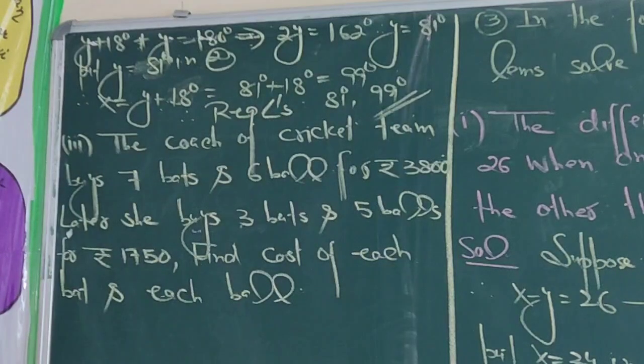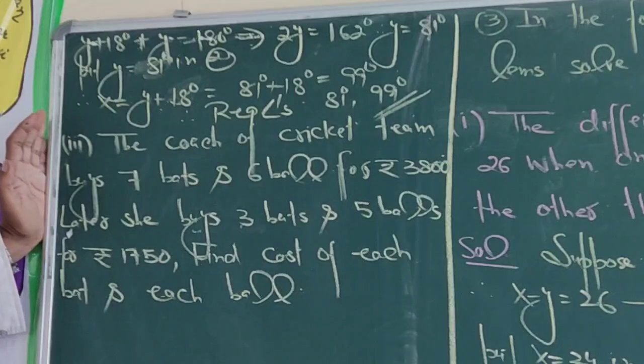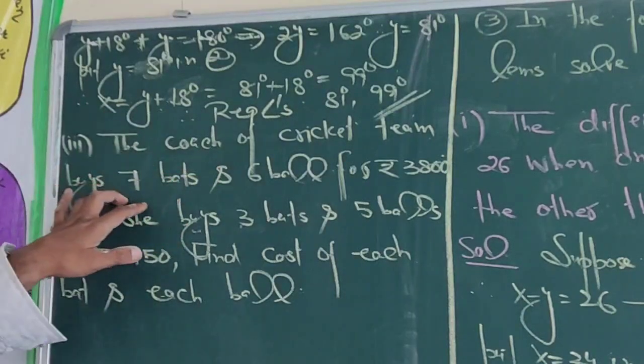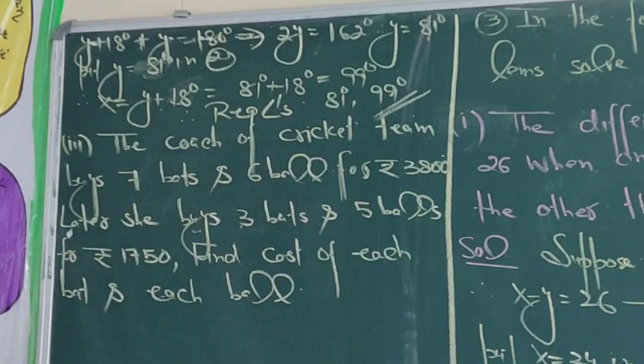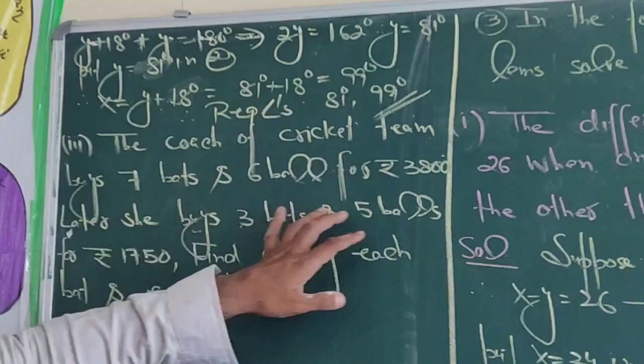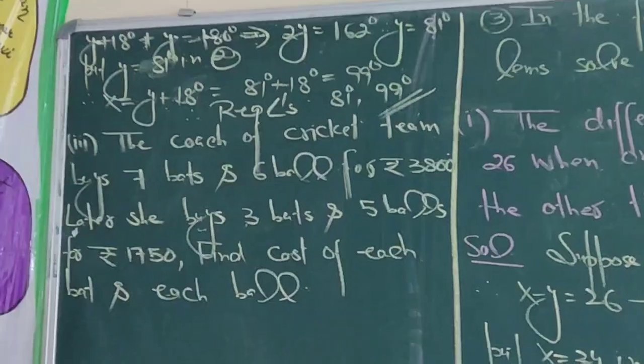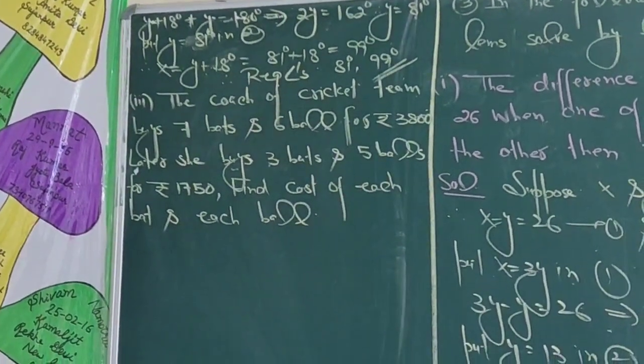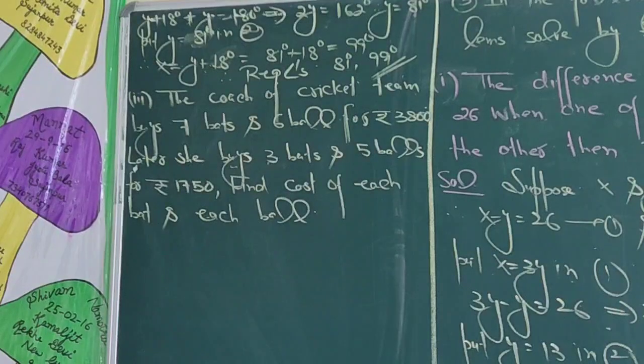Now its third part: the coach of a cricket team buys 7 bats and 6 balls for rupees 3,800. Later, the coach buys 3 bats and 5 balls for rupees 1,750. Find the cost of each bat and each ball.